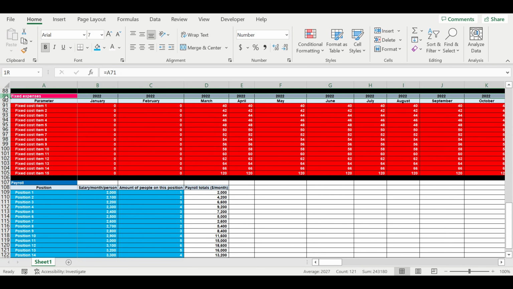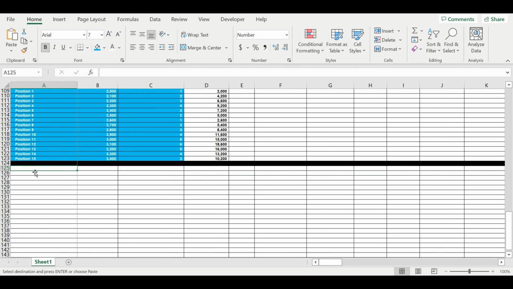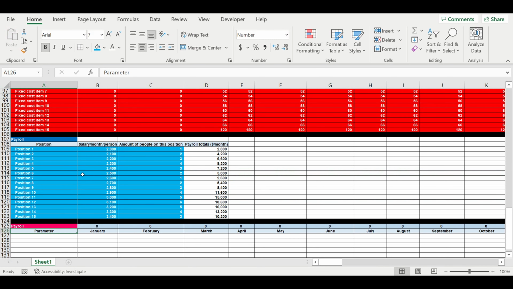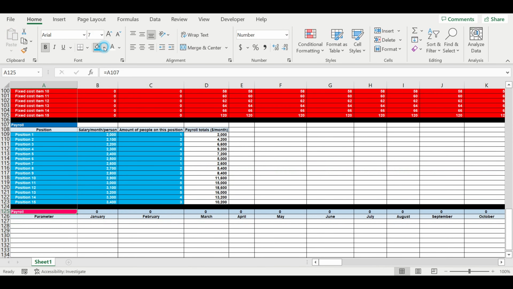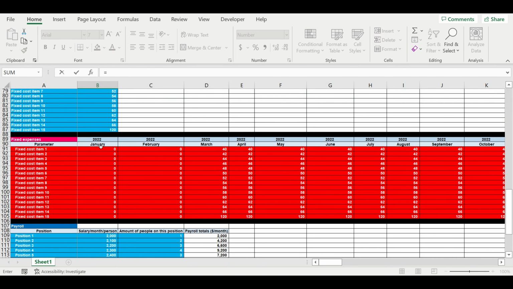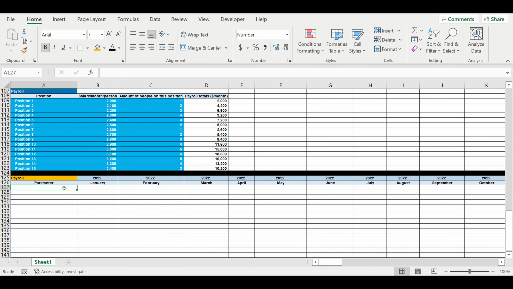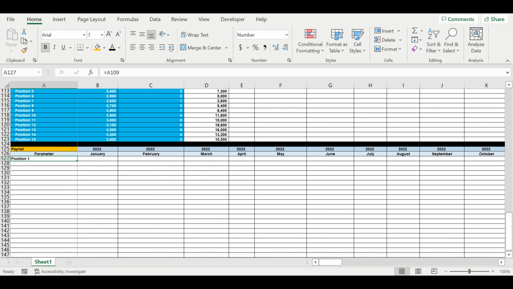So what we are doing? We're copying the timeline, then here will be the payroll. Here we'll put the list of positions.